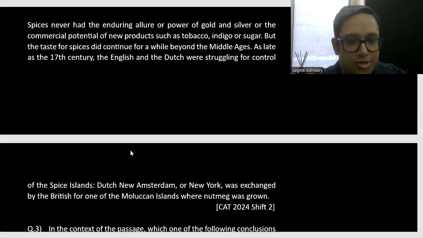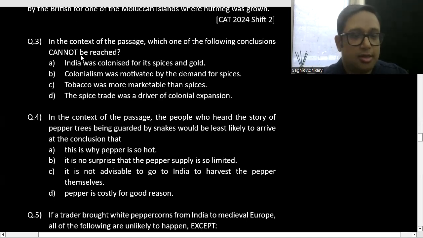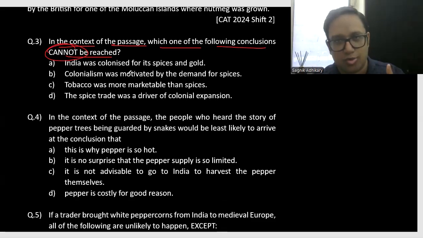Let us go to the questions. Question 3 says, that's the first question in this sequence. In the context of the passage, which one of the following conclusions cannot be reached? This is an except type question. We are looking for something which cannot be concluded from the given information.